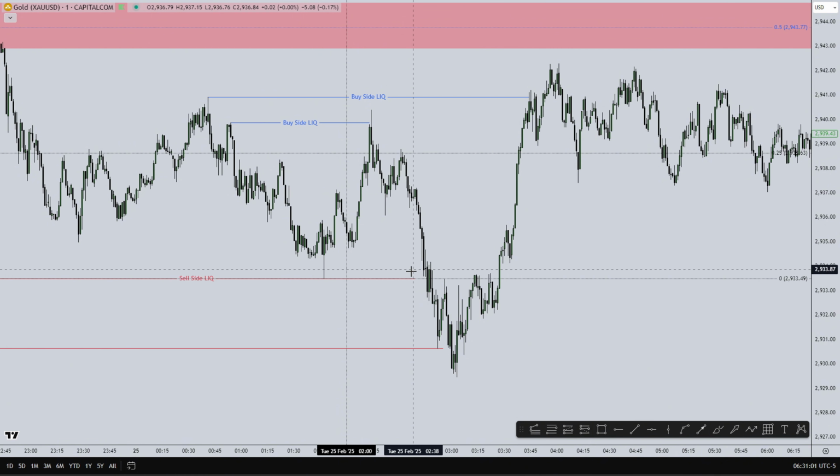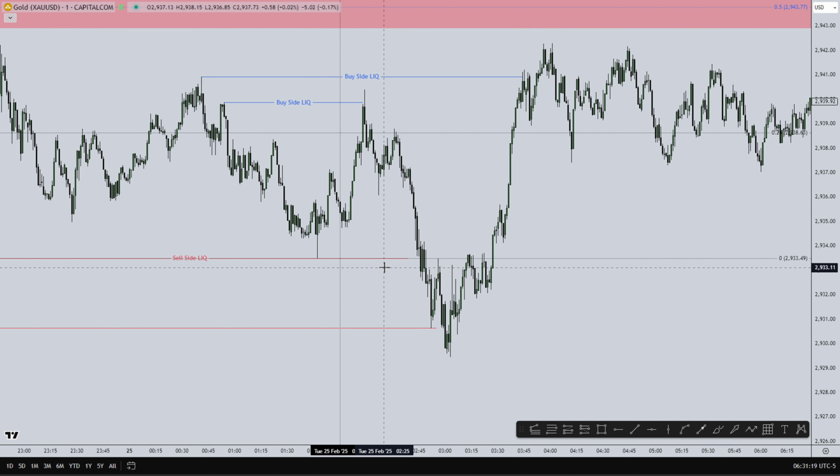But after reaching this sell side, the price didn't create a market structure shift immediately. A lot of traders assume that as soon as the sell side is taken, a market structure shift should form. If it doesn't, they think the setup isn't working. But here is the key. First, yes, you need to wait for a market structure shift. This is the first thing.